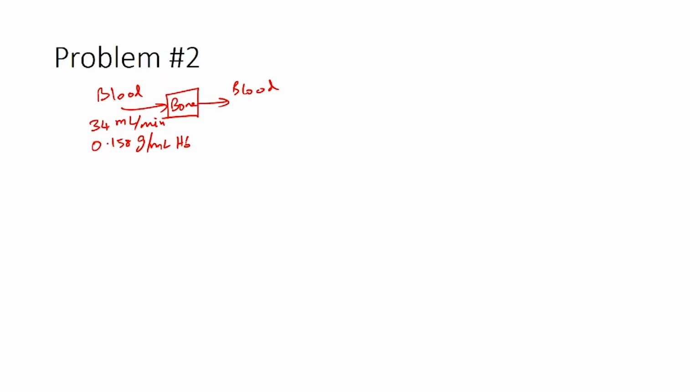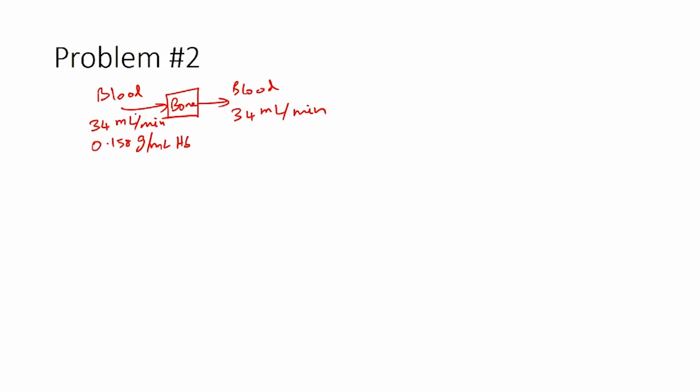We have also been asked to assume steady state, which means the flow rate of blood leaving the bone would also be 34 ml per minute. So, now we need to identify how much oxygen is actually entering and leaving the system, and we have to calculate the consumption based on the information given to us. So, for this we would have to write an oxygen balance for this system.